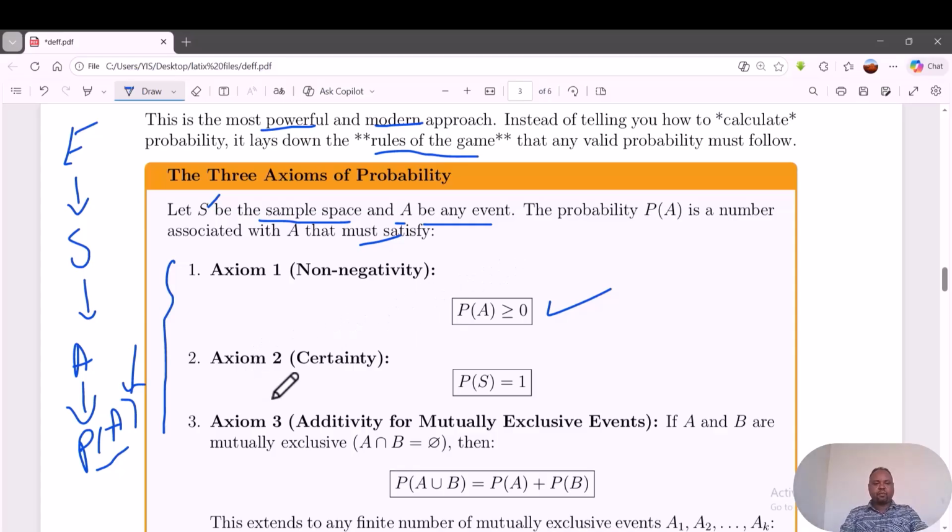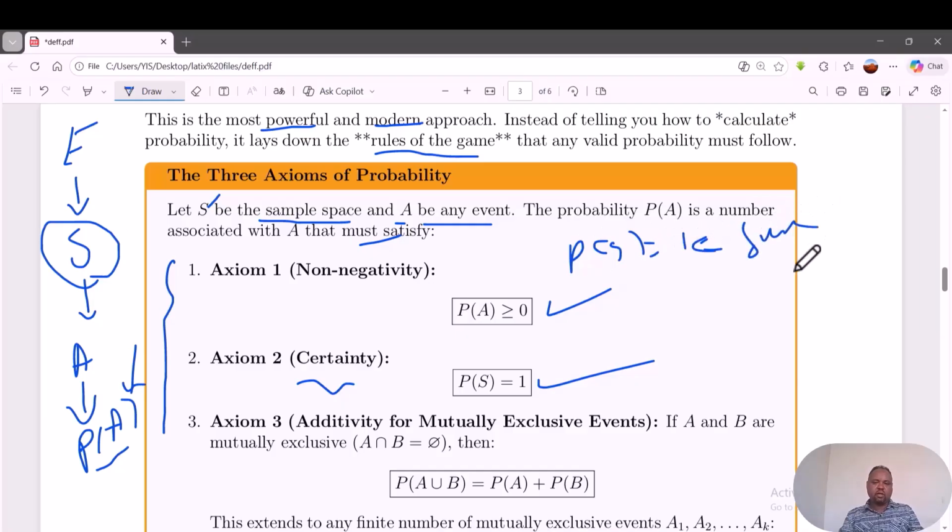The second one, axiom 2, is about certainty, where the probability of getting any outcome from the sample space is 1, which is a sure event. The sample space by itself is an event, because S is a subset of itself. This fulfills the definition of an event. So the probability of S is nothing but 1, a sure event or certainty. This should be satisfied in the axioms of probability, right?